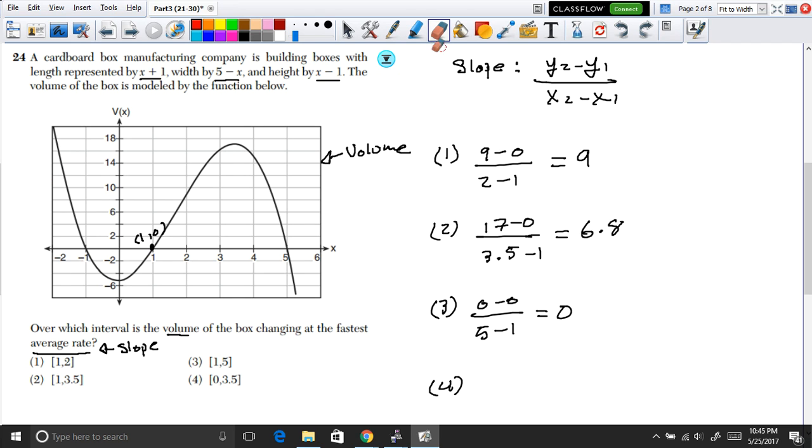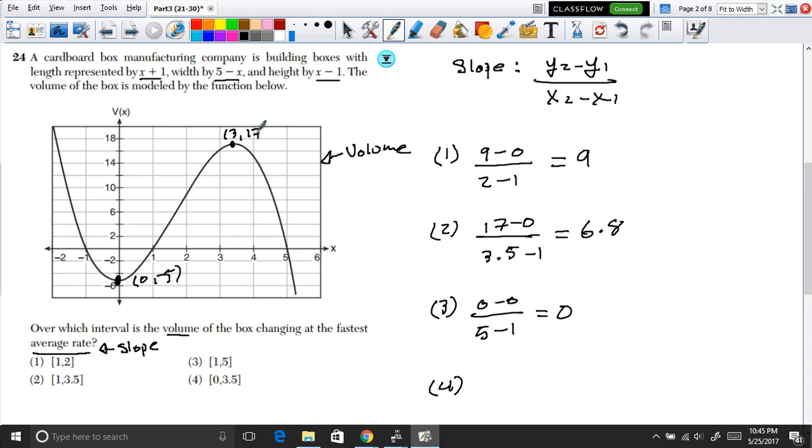We're going to be looking at option 4 from 0, which is about right here. So when x is 0, we are going to get about negative 5. We have 0 comma negative 5. And at 3.5, it's about here. So again, we're going to get 17.